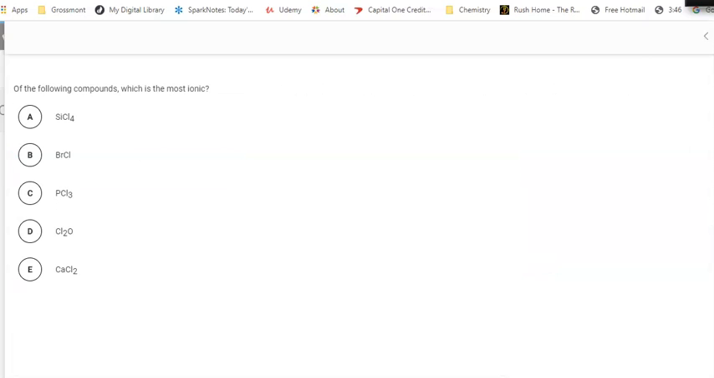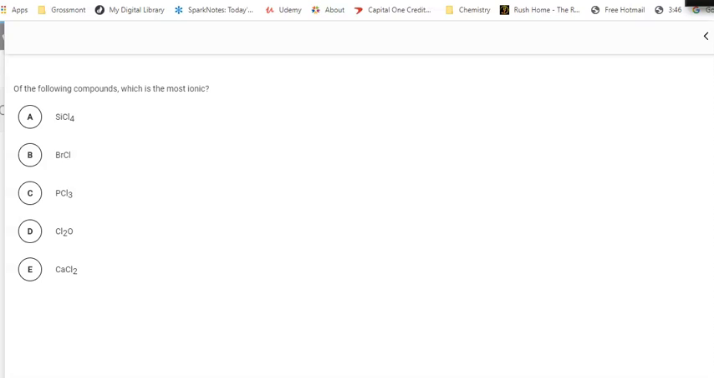Okay, we'll keep moving here. Okay, of the following compounds, which is the most ionic? All right, so you have to find a metal and a nonmetal. Silicon and chlorine are 2 nonmetals. Silicon is a metalloid, but it's on the right side of the periodic table over where the nonmetals are. So we're going to say that that's a covalent bond. Bromine and chlorine are both nonmetals, so that's going to be a covalent bond. Phosphorus and chlorine, same thing. They're both nonmetals.